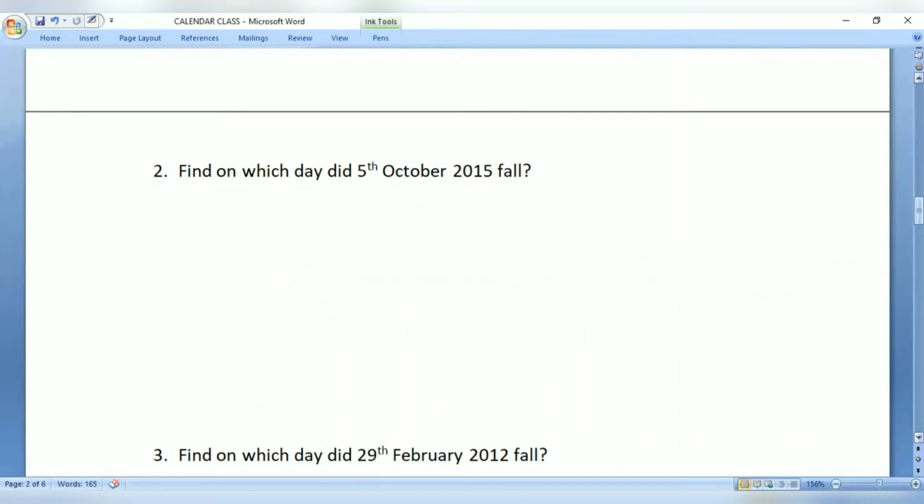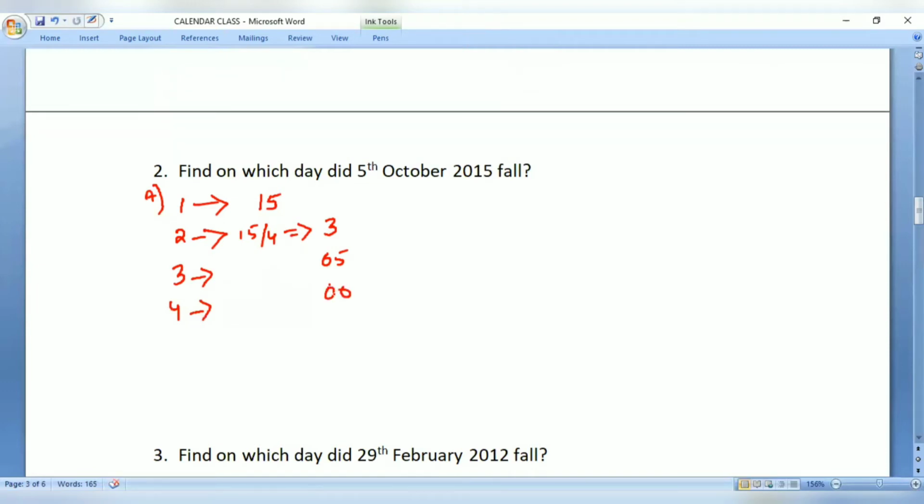Okay, so let us use again the method that we know. What is the first step? Take the last 2 digits, that is 15. The second step, divide 15 by 4. Take the quotient. 4 3s are 12, so the quotient is 3. Now the third step: take the date. It is 5th of October, so 05. Next, the fourth step: take the month code. For October, November, December, the code is 0. So October, again the code is 0.